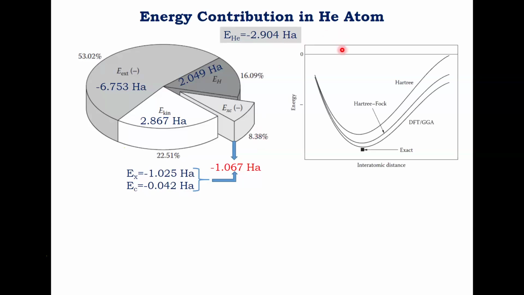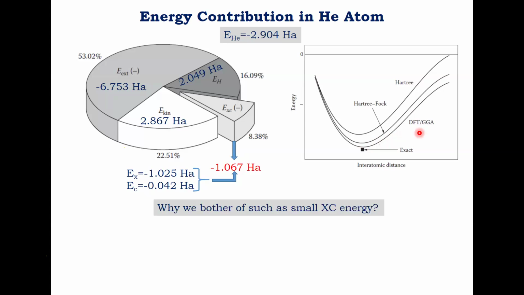If you see this cartoon, it shows energy versus interatomic distance of two helium atoms making a helium molecule. This is the exact energy of the helium molecule. The Hartree-Fock energy is somewhere here. The Hartree energy is quite off, somewhere here. Density functional theory is very close to the exact energy. Density functional theory gives a very good approximation to the total energy of the many-body system.